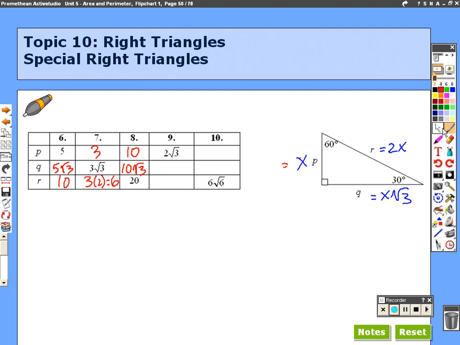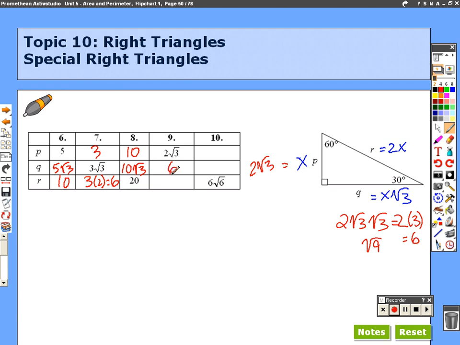p, they have now told us, is 2 root 3. So this side is 2 root 3. That represents x. So to get q, I have to take that number, 2 root 3, that's x, and multiply it by root 3. Okay, so 2 times root 3 times root 3. We still have the 2. And root 3 times root 3 is root 9, which is just 3. So 2 times 3 is 6.